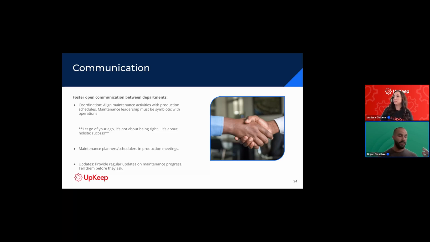Communication. This is my favorite one. Okay. Foster open communication between departments. This is the most optimized. Like you can't get any more optimized when you have symbiosis with all your departments. So we want to align maintenance activities with production schedules. We want maintenance leadership to be symbiotic with operations. They should be indistinguishable when it comes to the priorities, to what matters, right? If you are a maintenance manager and you're watching this webinar, go give your operations manager a hug, bury the hatchet, and get to work together, okay?